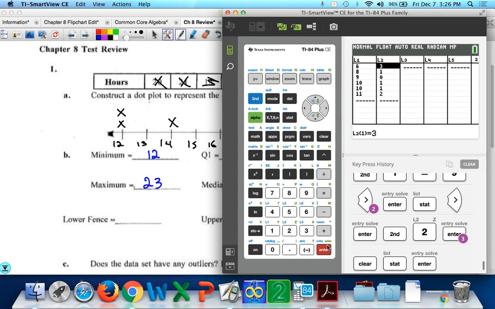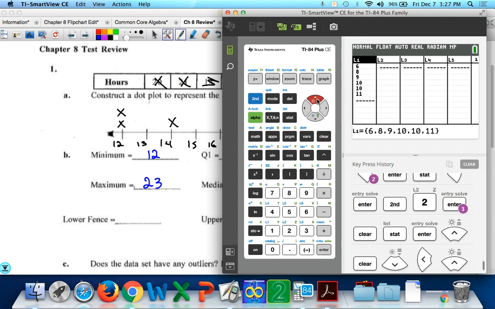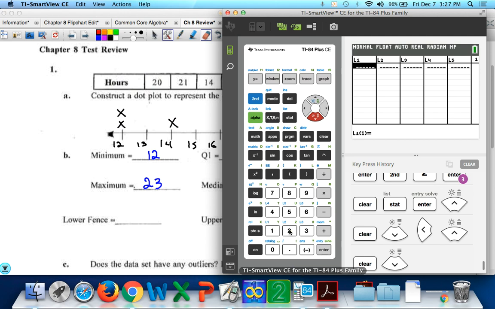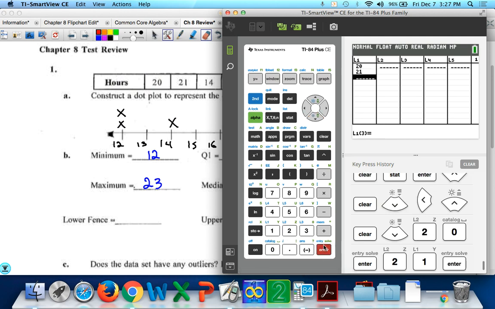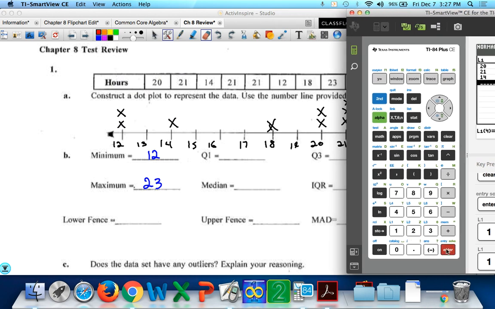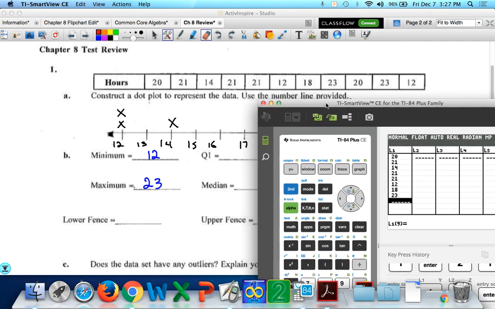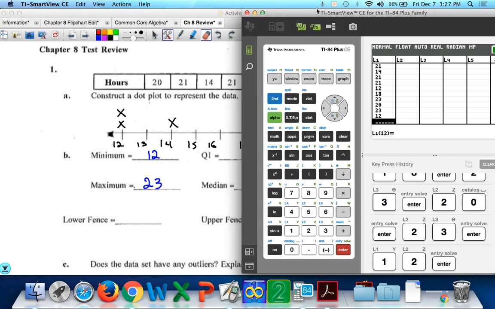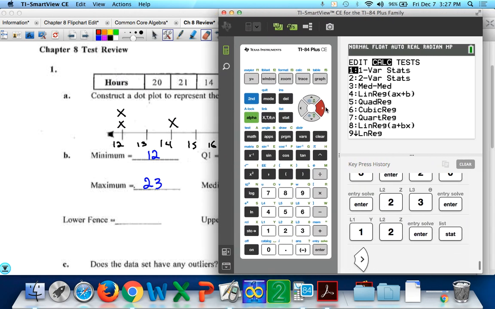So we go stat, and into edit, we clear out whatever someone left in there, okay? And then we want all of our original data points. That would be 20, 21, 14, 21 again, 21 again, 12, 18, 23, my last couple, 20, 23, and 12, okay? And if I go into stat again, I can calculate, when I move over, my one variable statistics.